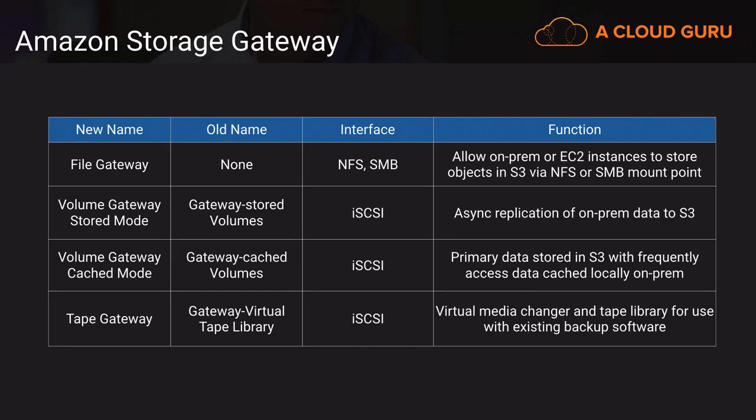Finally, there's the Tape Gateway, or the old name was Gateway Virtual Tape Library, and it also has an iSCSI interface. And it's really just designed to be a virtual media changer and a virtual tape library for use with existing backup software. And it supports many of the popular backup software that are out there today. You can check the documentation for your specific software if you're interested in this.